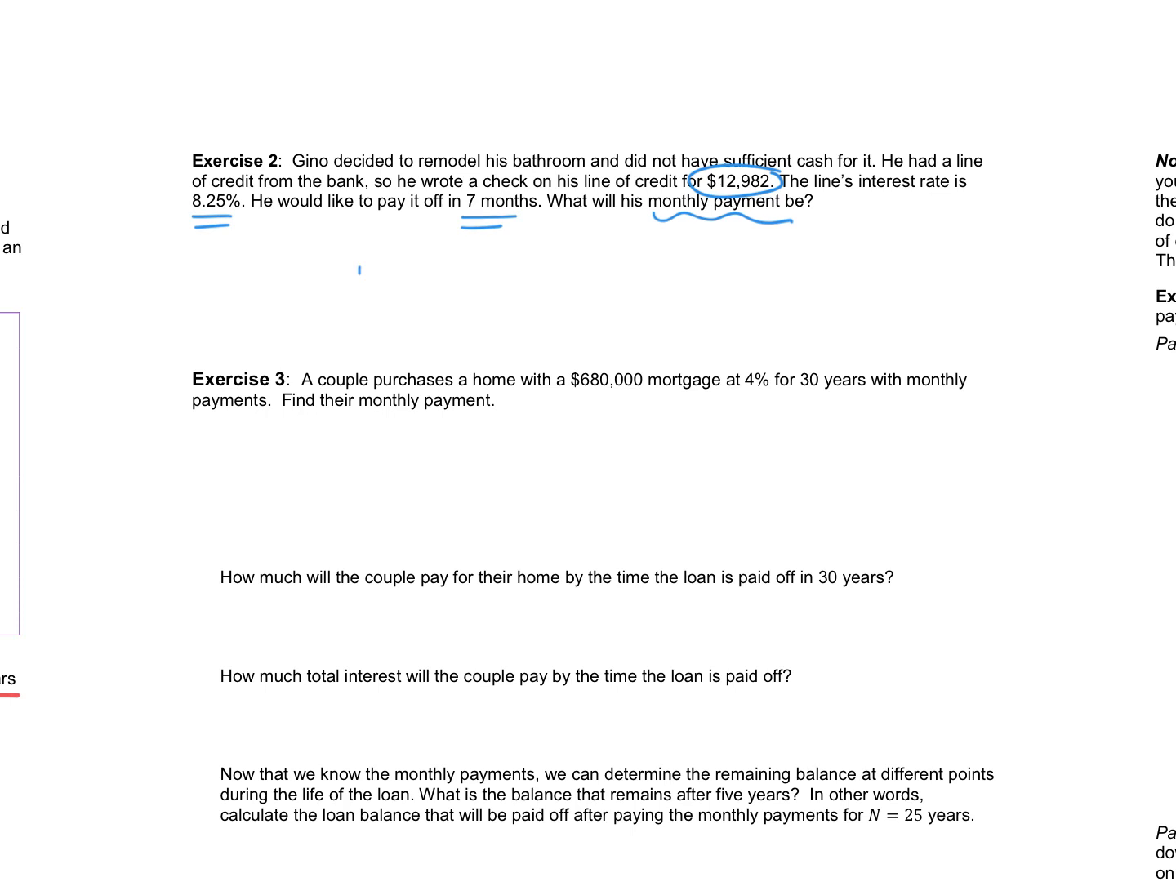So again, the setup's going to be the same that we've been seeing for these payout annuities, and we just saw in the last example, the balance is going to be that $12,982. I want to figure out my monthly payment, which we're calling D. And I'm going to stick my interest rate in there. 8.25% would be 0.0825 over 12, because we're doing monthly payments. And this time, I'm only doing this for 7 months.